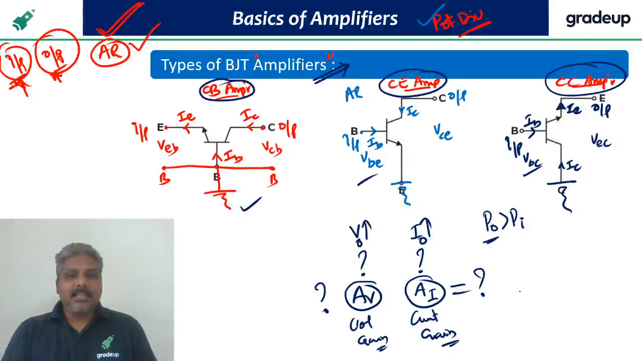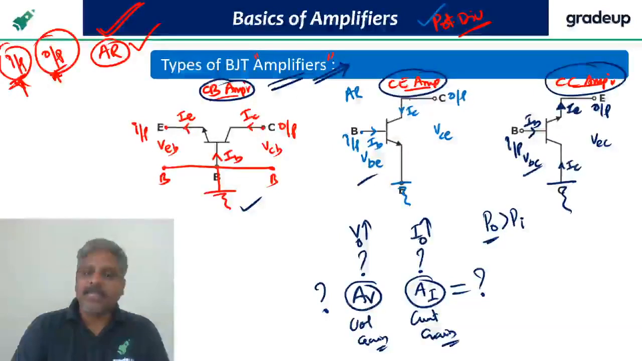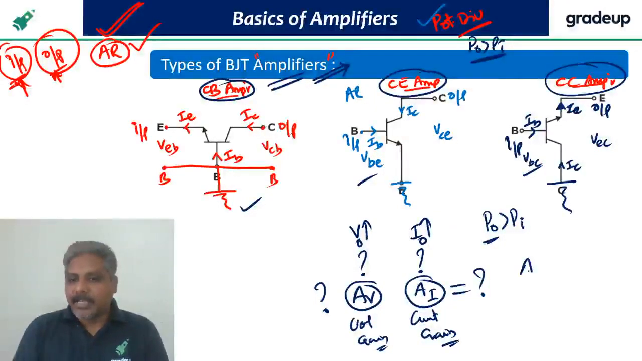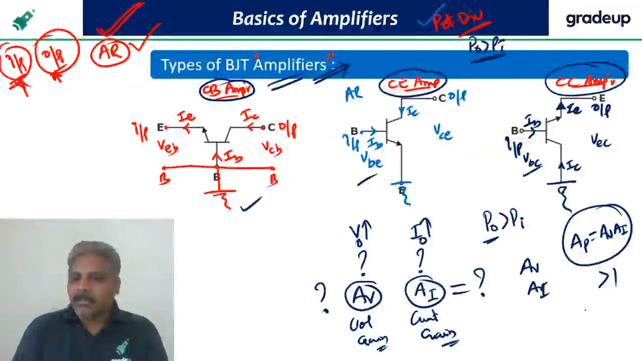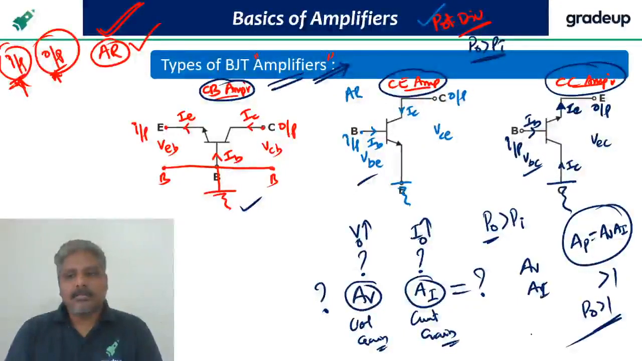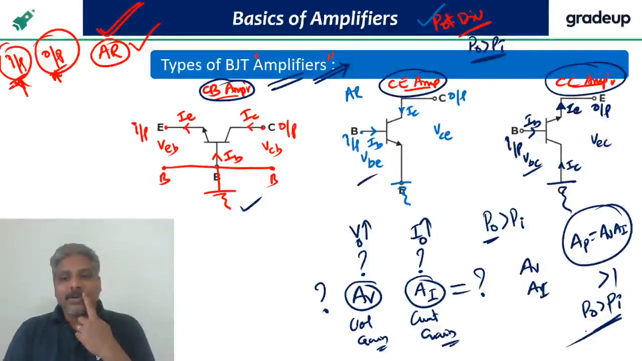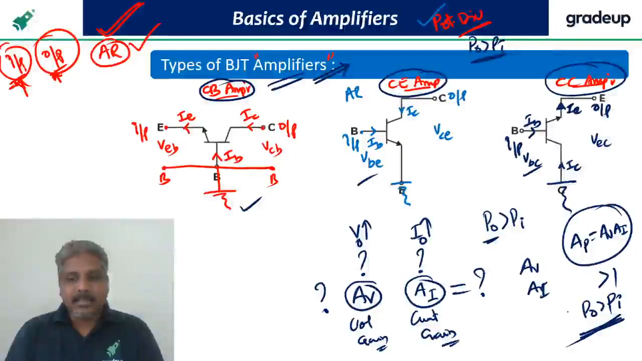Obviously, if I want to call any circuit an amplifier, I have to prove that output power is greater than input power. How can I do that? By finding AV and by finding AI. Then AP, which is nothing but AV into AI, if it is greater than 1, that means output power is greater than input power. This is what I have to prove.